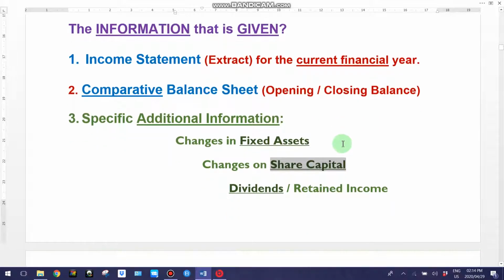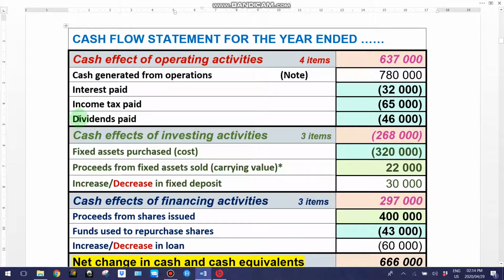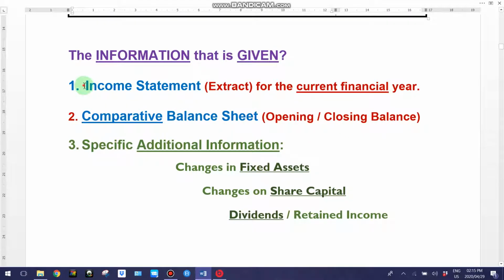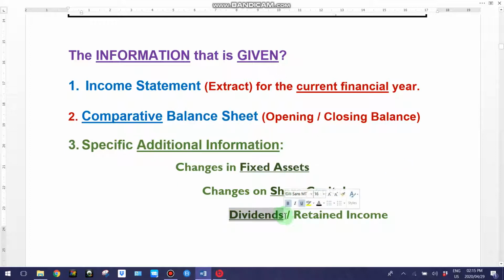I'm not going to find it on the balance sheet itself. And then the third bit of information would be my dividends. Now I know I need information about dividends on my cash flow statement. How much did I pay? And when I look at my two financial statements, the income statement will tell me nothing about dividends. The balance sheet will not tell me anything about dividends. So I need to know a little bit more. I need to look at the additional information to get my details about these dividends.